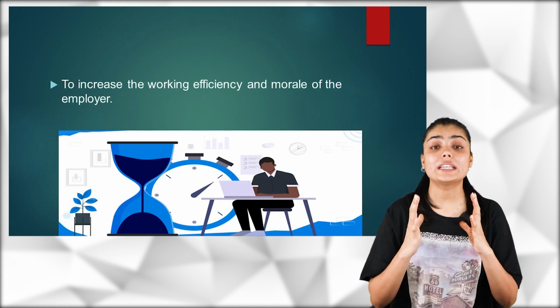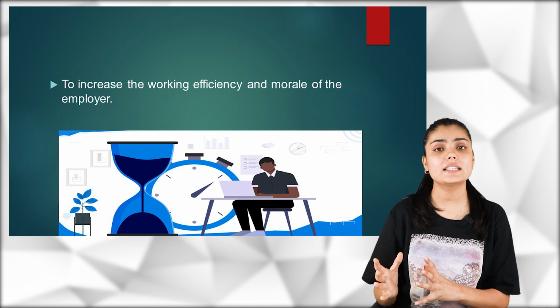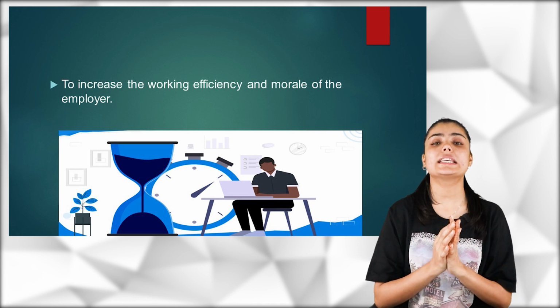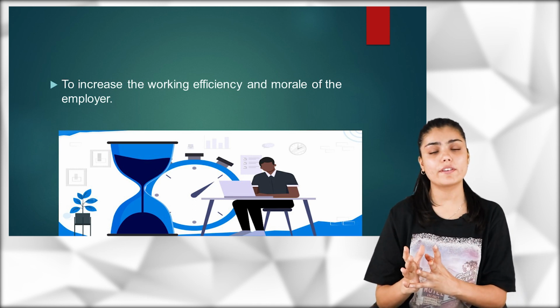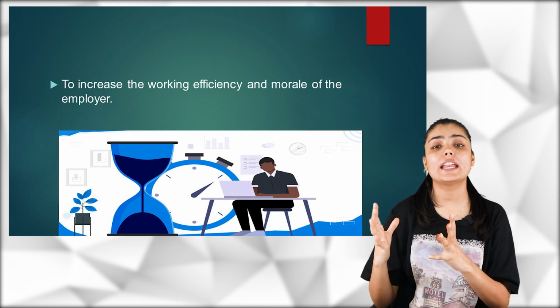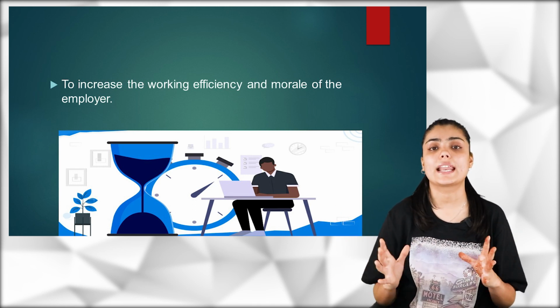Next aim is to increase the work efficiency and to keep the morale of the employees high. So let us see how discipline helps in work efficiency and how it helps to keep up the morale of an individual employee in an organization. Now, as I said, if a proper discipline is followed in any organization, it will help the people to avoid any kind of distraction and focus on their work. It will help them set their goals and achieve their goals better.